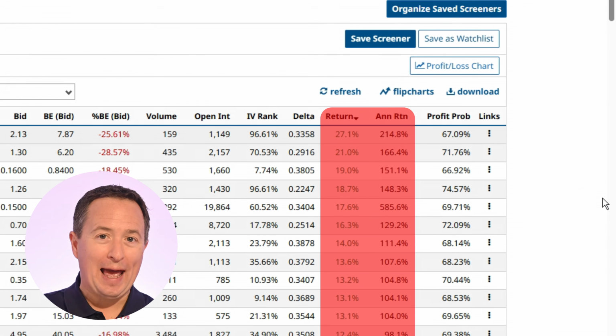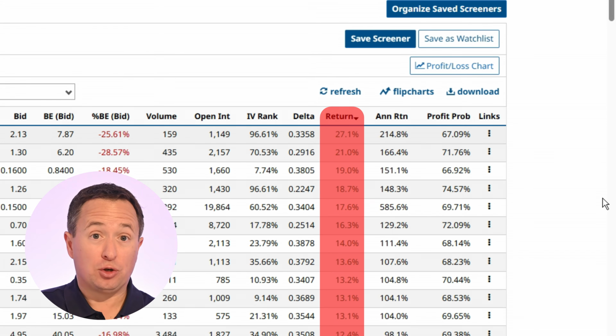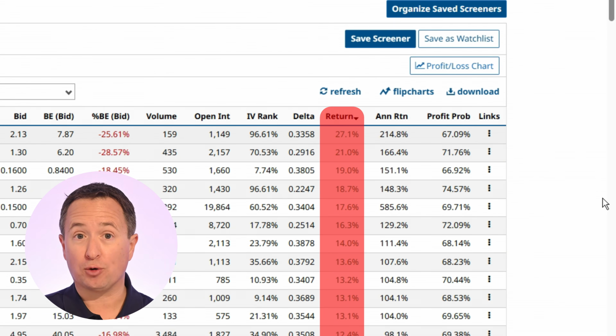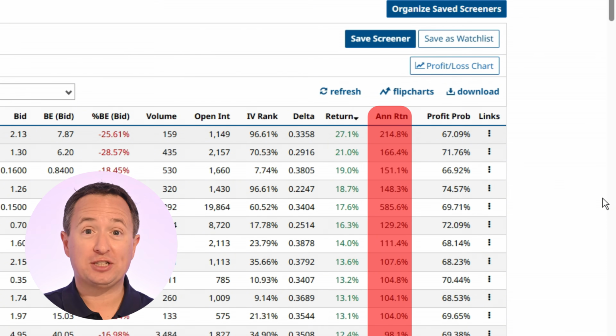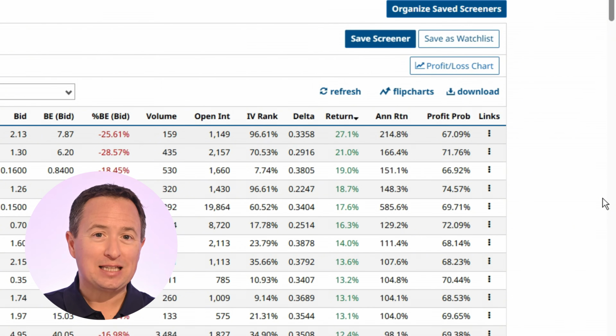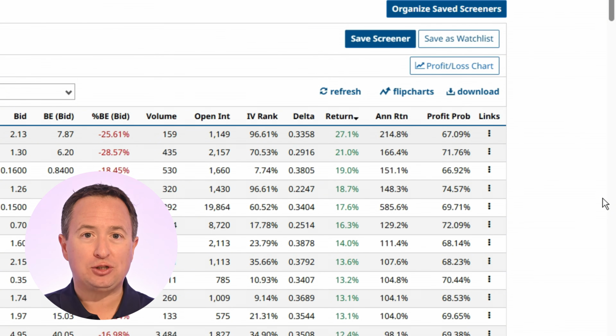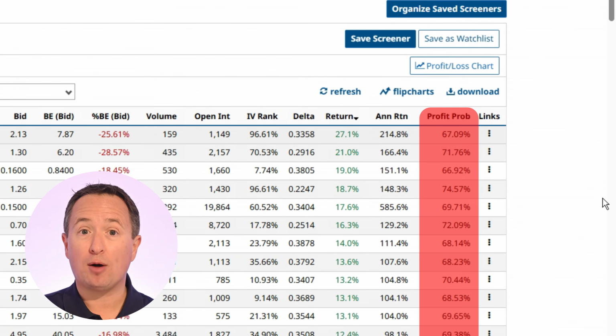Next, we have return and annualized return. Return shows how much you earn relative to the capital that you set aside to cover your short put. Annualized return just extends the actual return to show you what it would look like over the next 12 months. Next, and this is likely where most traders are going to zoom into the most, is the profit probability column. This metric displays the likelihood of the underlying stock trading above the break-even price at expiration. The higher the probability, the lower the chances of assignment.